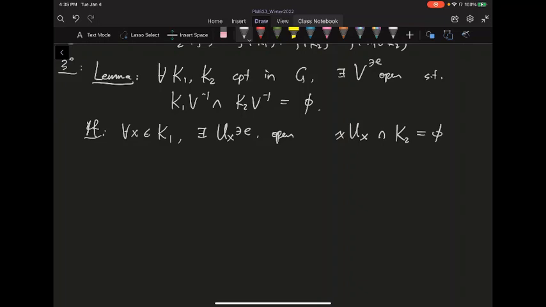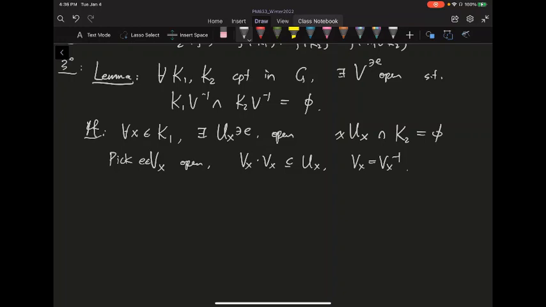And let's pick some symmetric neighborhood. Let's pick some V_x, open, so that V_x times V_x is contained in U_x, and let's just say V_x equals V_x inverse. So it doesn't really matter. The idea is we shrink this U_x a little bit, to give us a little bit more room when we deal with this finite cover later.